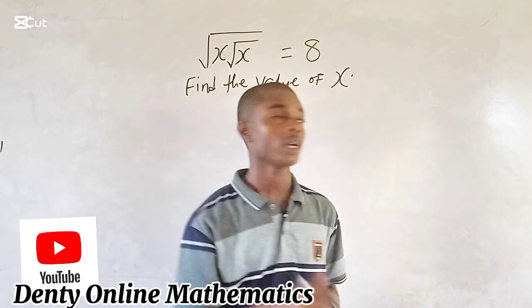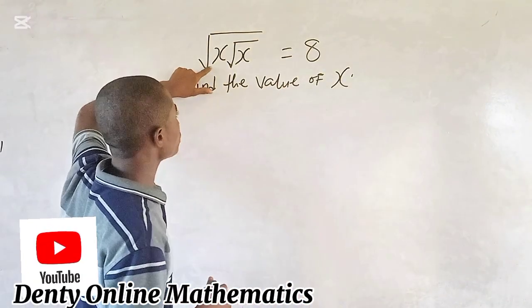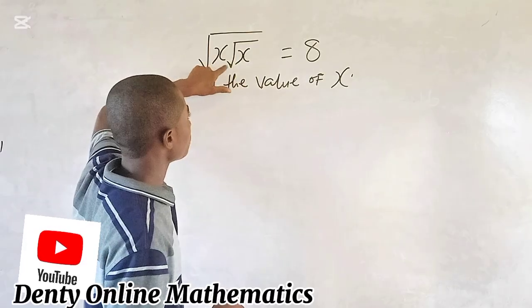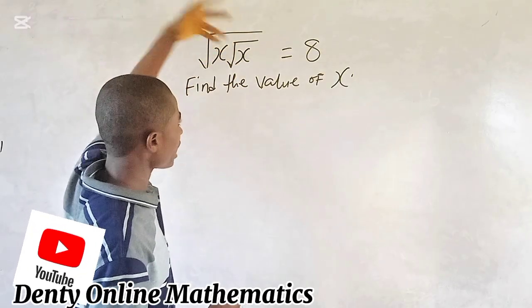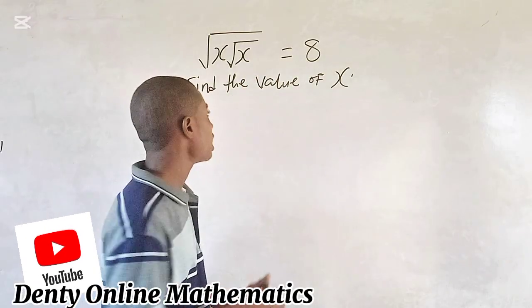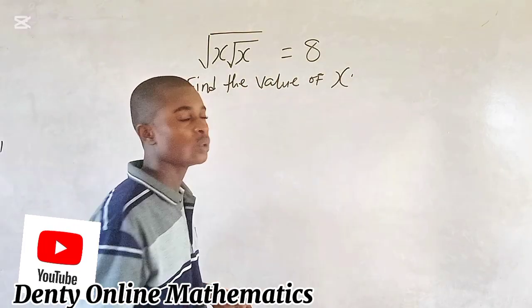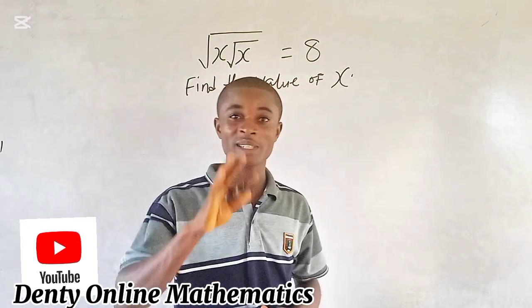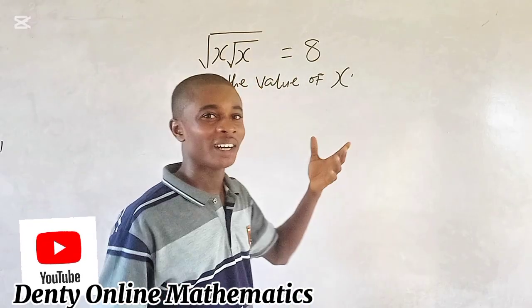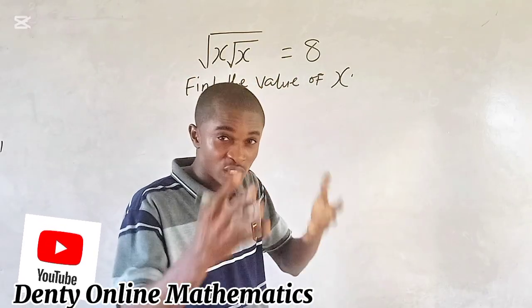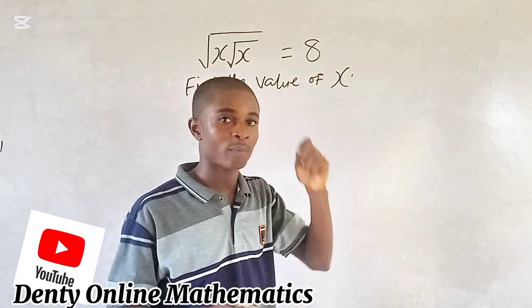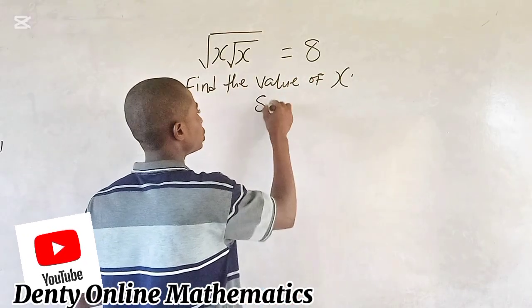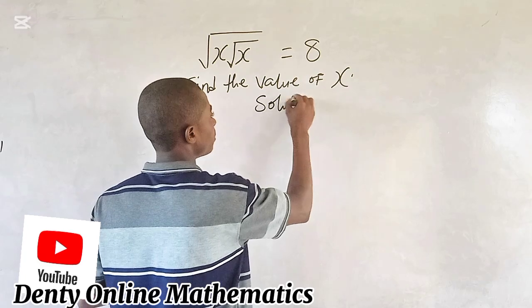Now let's look at what we have here. We have the square root of x multiplied by root x again. That's the square root of x root x to be equal to what? 8. I will ask to find the value of x. Being sincere, looking at this problem, I think it's hard, but there is always a way. That's what we believe. There's always a way to solve every problem. Now here is the solution to this problem.